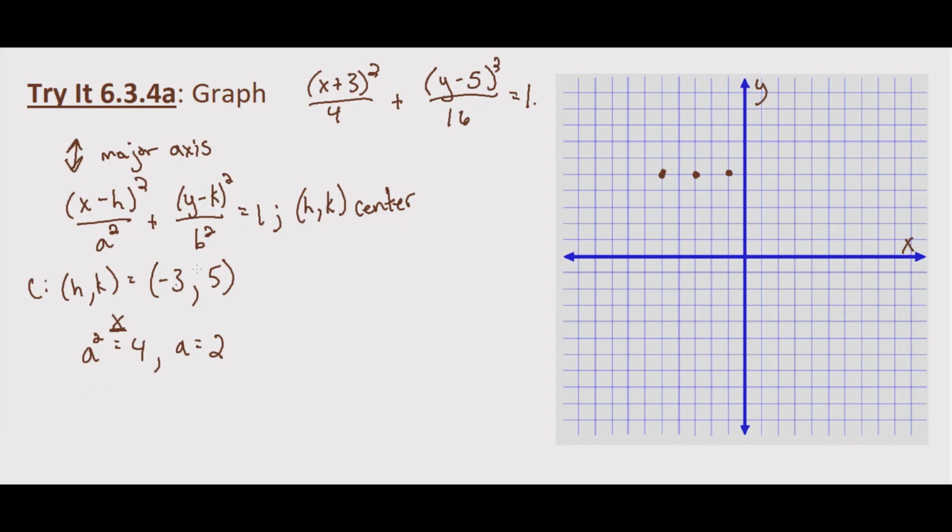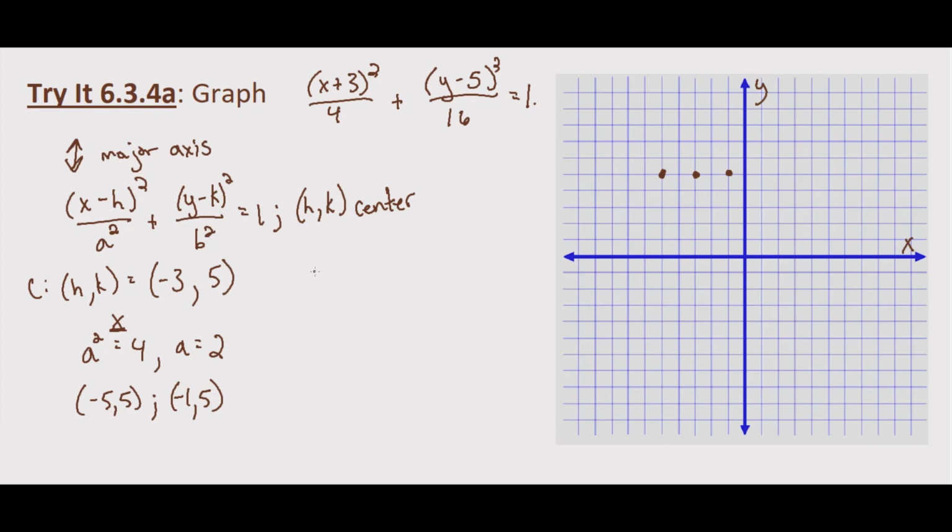So our minor axis vertices are at negative 5, 5 and negative 1, 5. And again, we're just subtracting 2 and adding 2 to the x term. Negative 3 minus 2 is negative 5. Negative 3 plus 2 is negative 1.